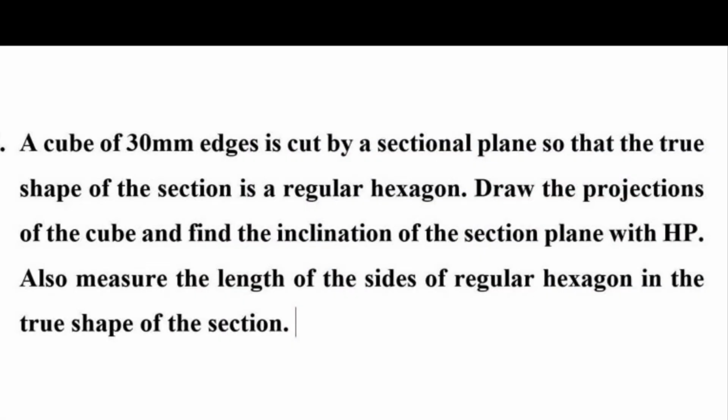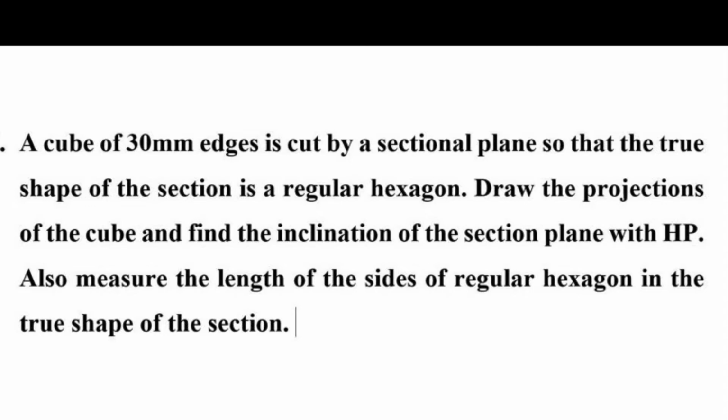Here we have the question of the cube, which is of 30 mm edges. It is cut by a sectional plane so that the true shape of the section is a regular hexagon. You note that in this question, the angle of the sectional plane is not given. Instead, it is said that the true shape will look like a regular hexagon, which means that the true shape is of 6 equal sides.